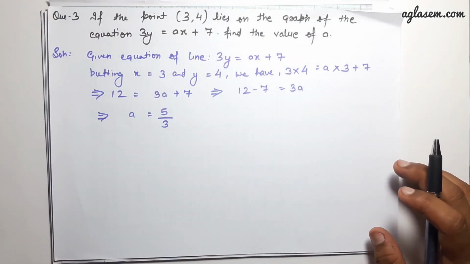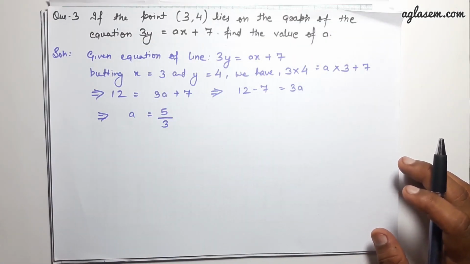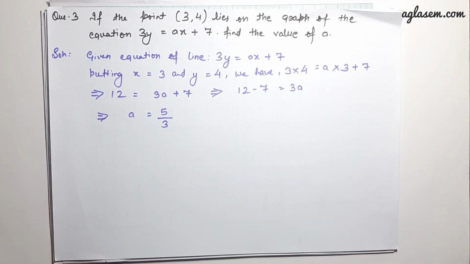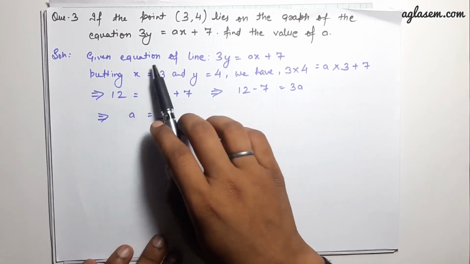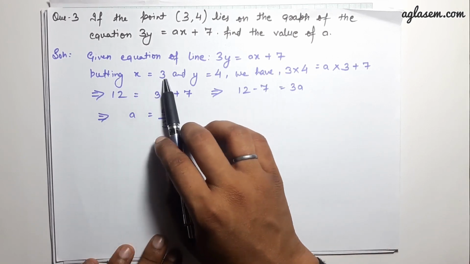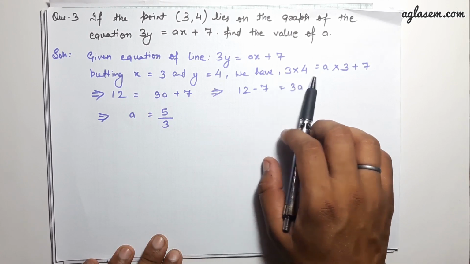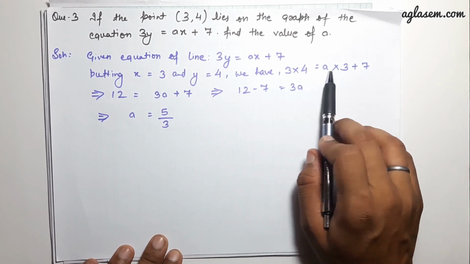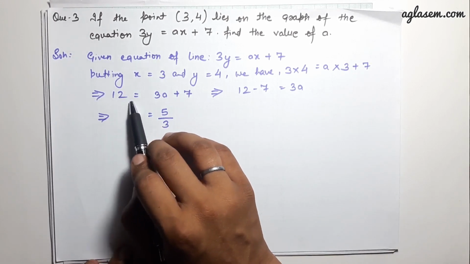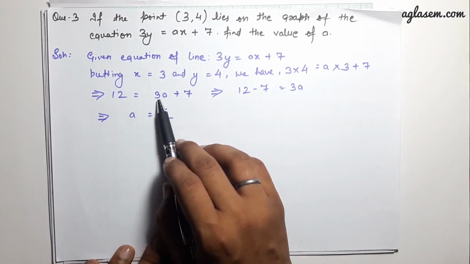Question number 3 is, if the point (3, 4) lies on the graph of the equation 3y equals ax plus 7, find the value of a. So the graph is given in the question, you can watch over there. So the solution for the same is, the given equation of line is 3y equals ax plus 7. Putting x equals 3 and y equals 4, we have 3 into 4 is equal to a into 3 plus 7. So after solving this we get 12 is equal to 3a plus 7.